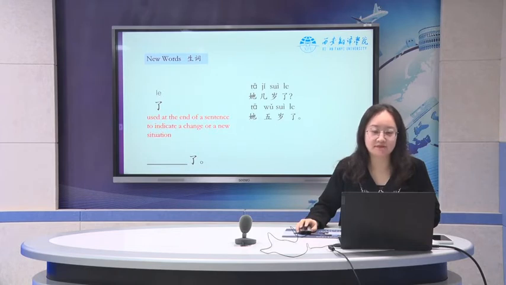We have this sentence. 她几岁了? How old is she? 她5岁了. She's 5 years old. We just put 了 at the end of the sentence to ask a question or maybe express a situation.